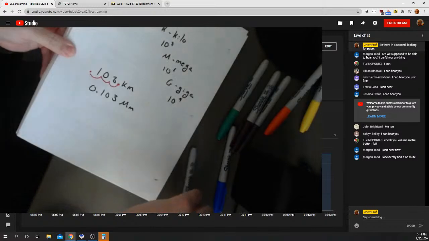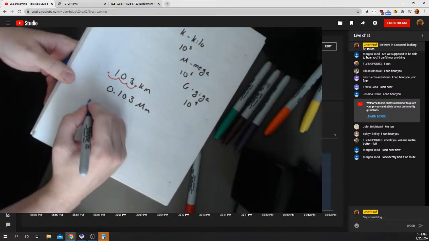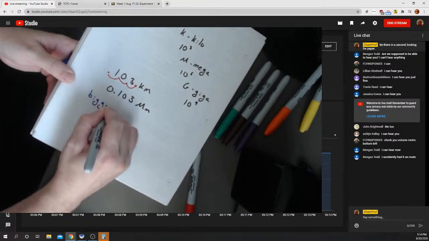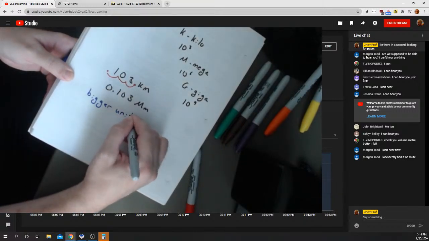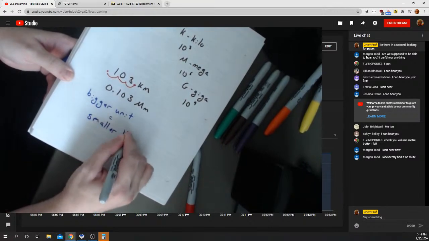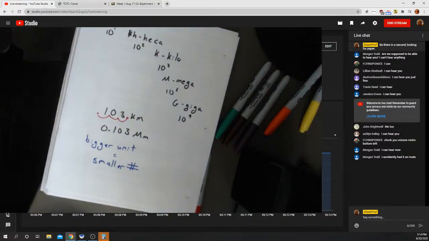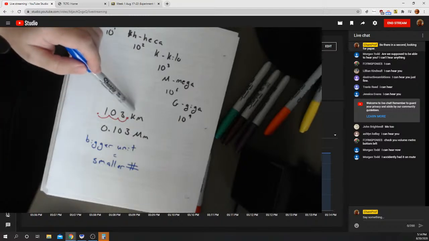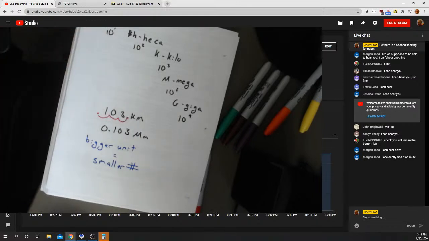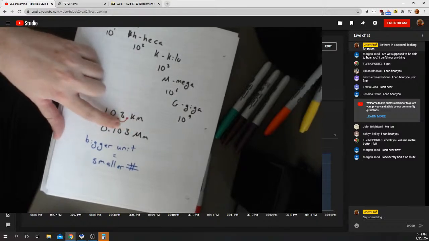So just remember, when translating from one prefix to another, going from a smaller unit to a bigger unit, the number is going to get smaller. Bigger unit means a smaller number, and vice versa. So a kilometer is smaller than a megameter. Therefore, the number of kilometers is going to be bigger than the number of megameters.